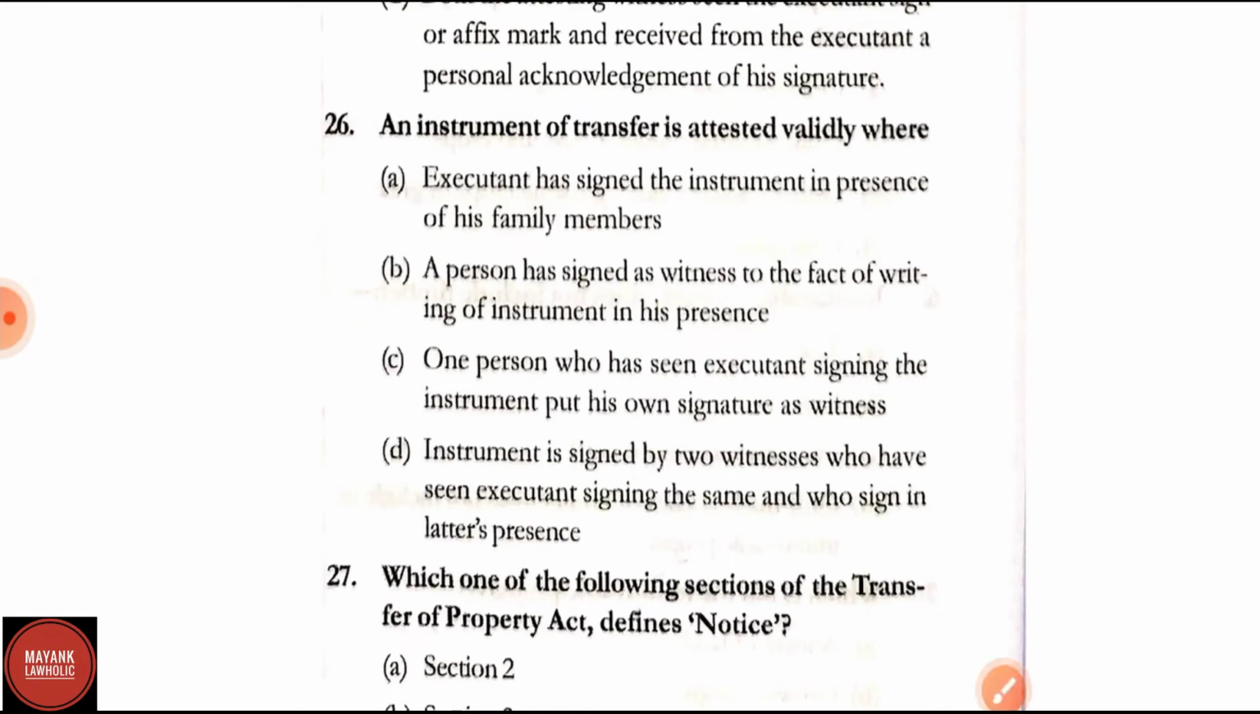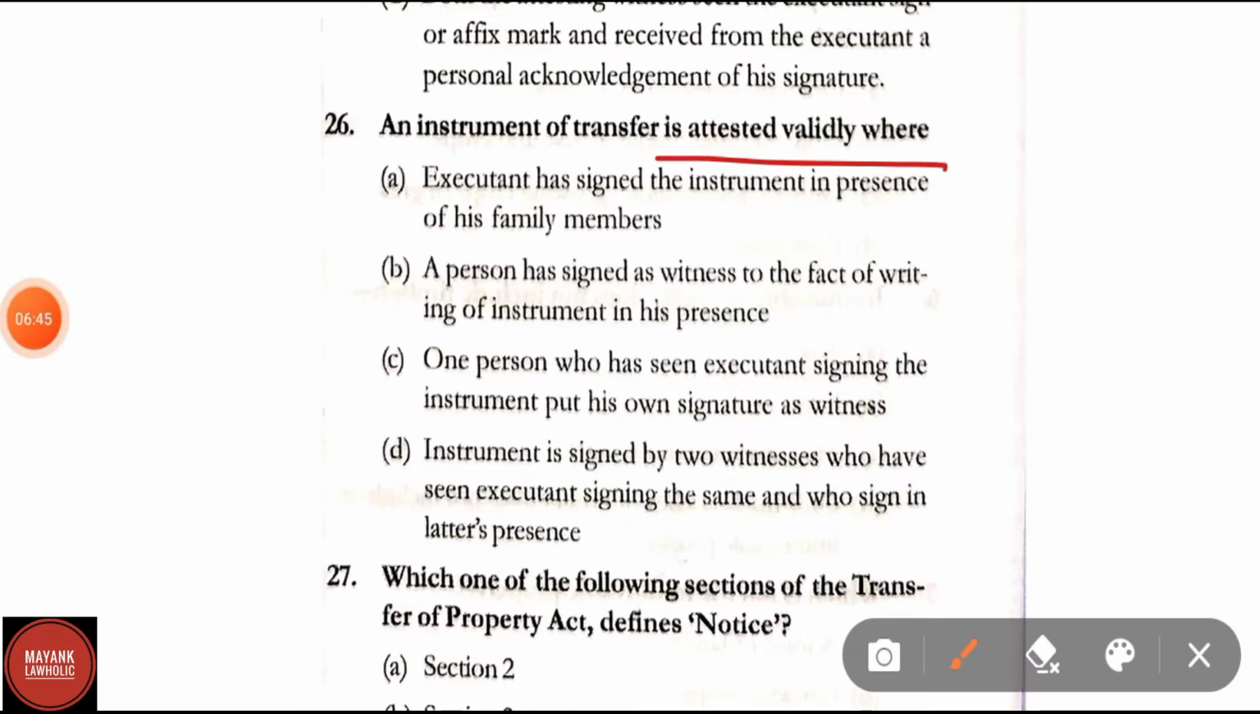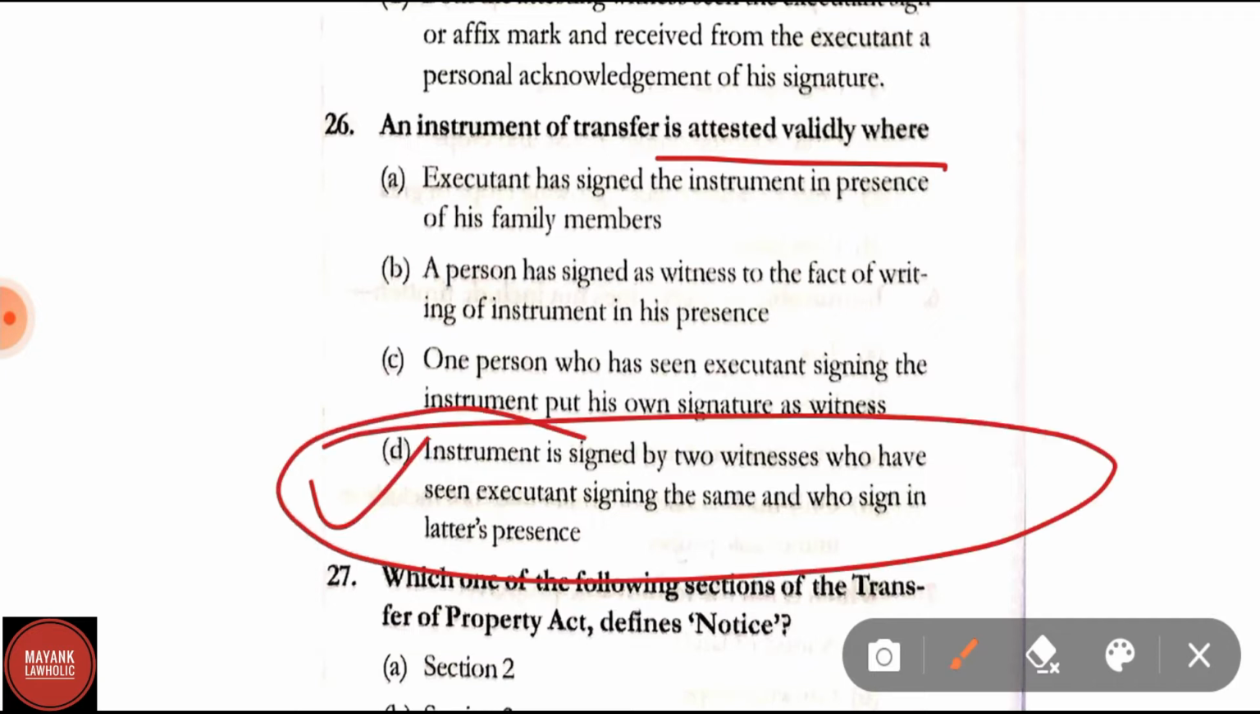Question number 26. An instrument of transfer is attested validly where executant has signed the instrument in presence of his family members, a person has signed as a witness to the fact of writing of instrument in his presence, one person who has seen executant signing the instrument puts his own signature as witness, instrument is signed by 2 witnesses who have seen executant signing the same and who sign in latter's presence. Question number 26, correct answer is option D.